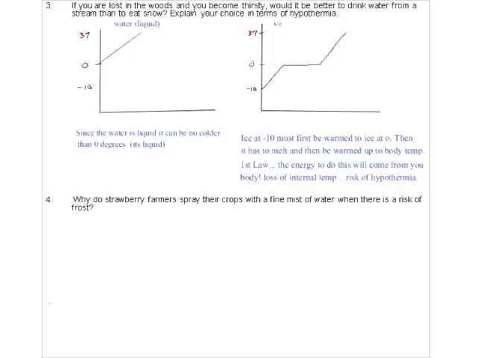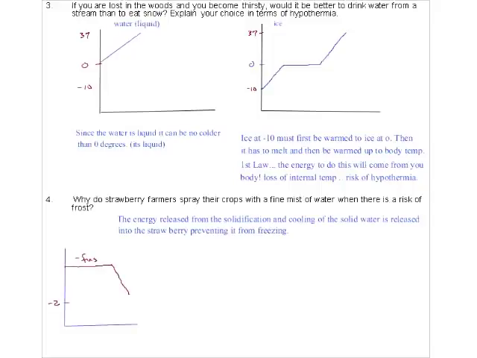Okay. Number 4 here, why do strawberry farmers spray their crops with a fine mist of water when there's a risk of frost? All right, same sort of principle. What we want to do here is spray this mist. We want to vaporize the water and get it into the air. We want to create a fog around the strawberry plants. And when we create a fog, as the temperature outside begins to cool, rather than the strawberries freezing, what has to happen is the mist that's in the air first has to solidify, and it starts to freeze on the surface of the strawberry. And that creates a barrier, and it kind of insulates the strawberry itself. And then, of course, that whole thing has to cool down to -2.